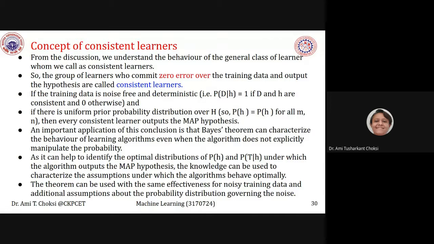P of d by h is equal to 1 if d and h are consistent, and 0 otherwise. If there is a uniform prior probability distribution over h, so P of h1 will be equal to P of h2, right? This is h1 and h2 for all m and n. Then every consistent learner outputs the MAP hypothesis, right?